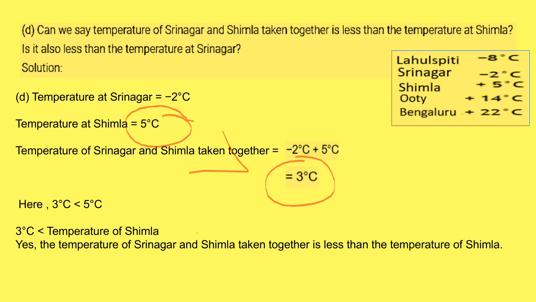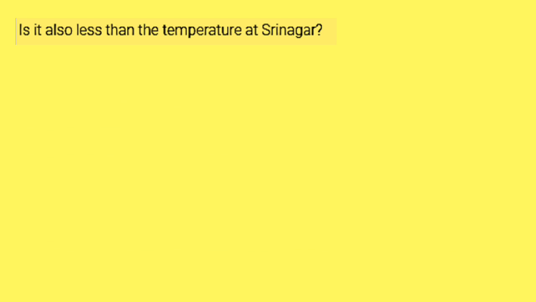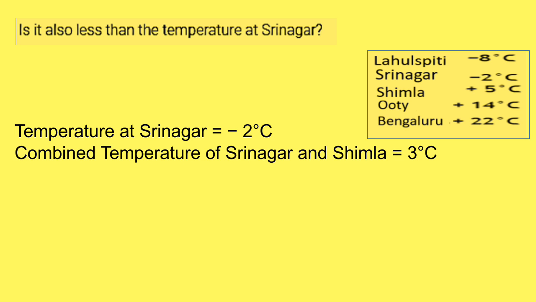Okay, this is our next part. Is it also less than the temperature at Srinagar? The same part I am going to write in my next slide. Is it also less than the temperature at Srinagar? For that I need the data. I have written all this data here. First, the temperature at Srinagar, I will write like this, minus 2 degrees Celsius, and the temperature taken together is 3 degrees Celsius. Just we have fine.